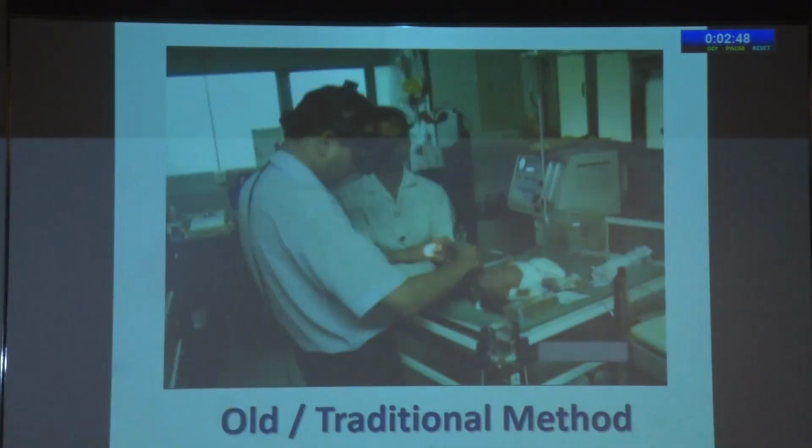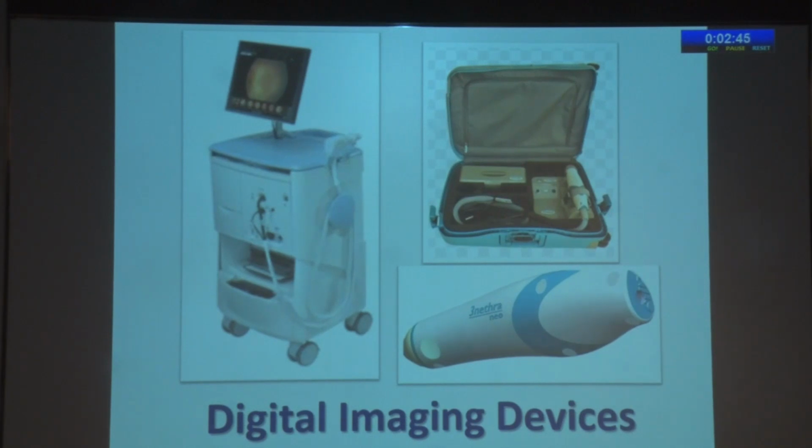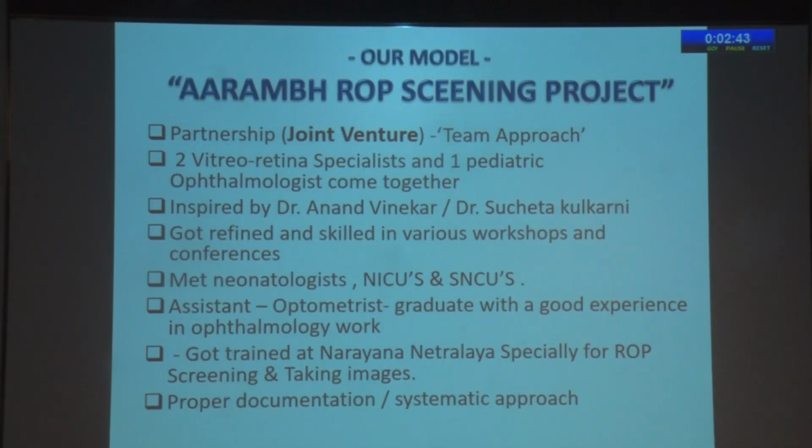This is the indirect ophthalmoscopic method, the traditional method. This is the camera, the wide field camera. And what is our project? It is a partnership, a joint venture by private practitioners. It is a team approach. Two vitreoretinal specialists and one pediatric ophthalmologist have come together in town, and we got inspired by Dr. Anand Vinekar and Dr. Sucheta Kulkarni from HV Desai. We got refined and skilled in various workshops and conferences, and we have updated our knowledge. We met different neonatologists, we visited NICUs, we told them about our projects, and we also trained our optometrists for taking the images at Narayana Nethralaya and HV Desai.